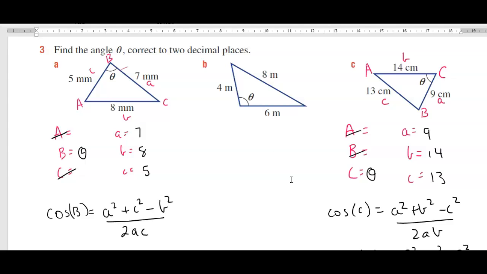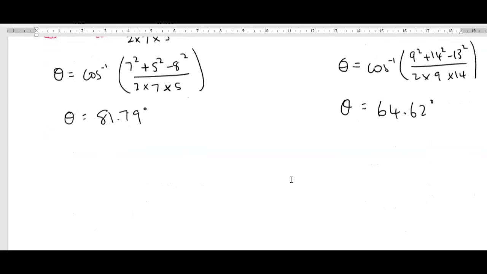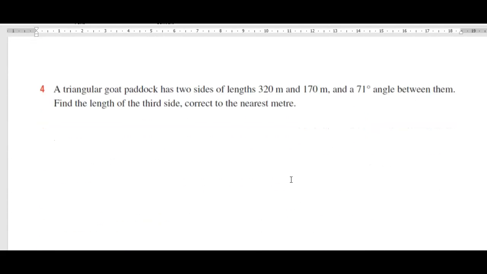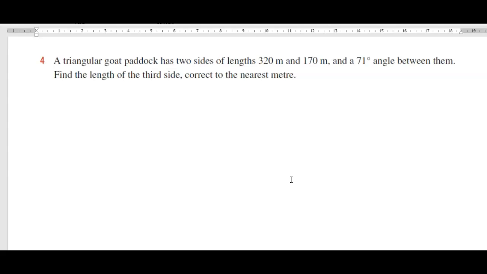Seems okay to me. I don't really have time to check it because I've got 2 other questions I want to do. So I've got some worded questions. Question 4, a triangular goat paddock has 2 sides. So we'll just draw our triangle. Now, we're not in art class. We don't have to do it to scale. 2 side lengths, 320 and 170. The angle between them is 71. Find the length of the 3rd side.